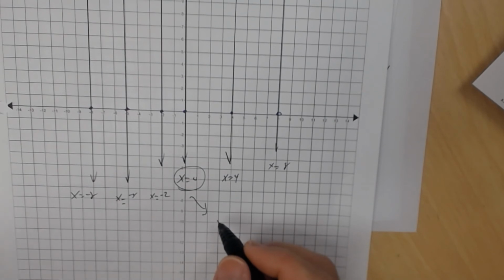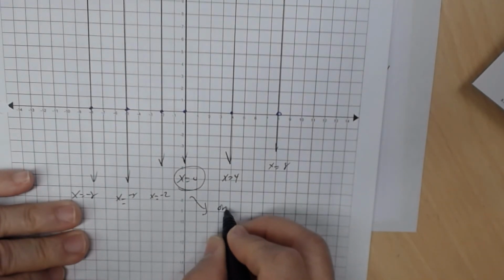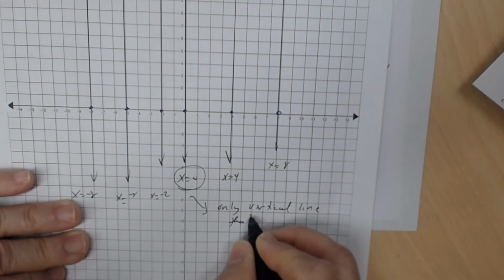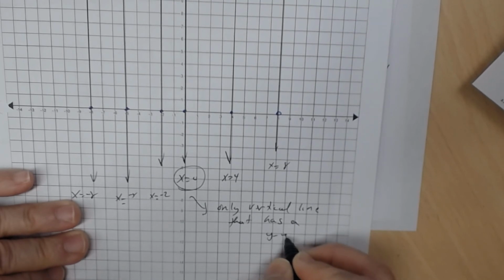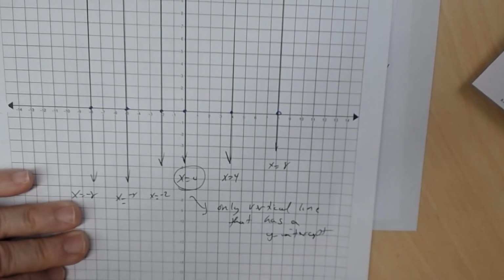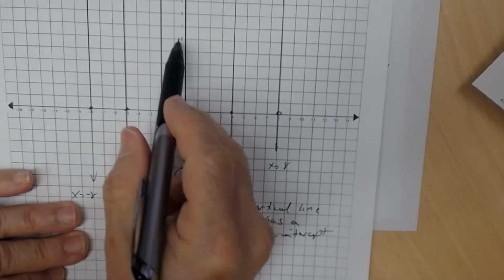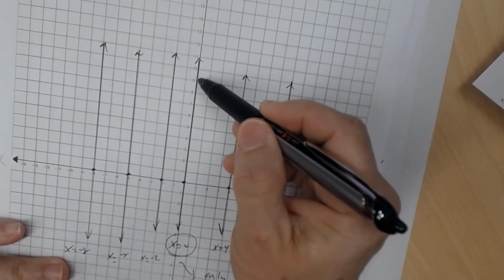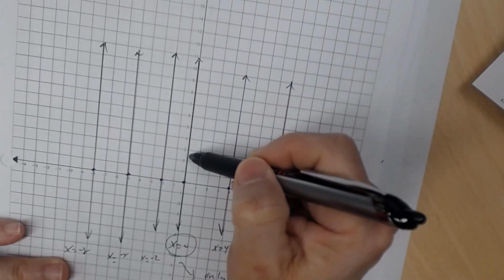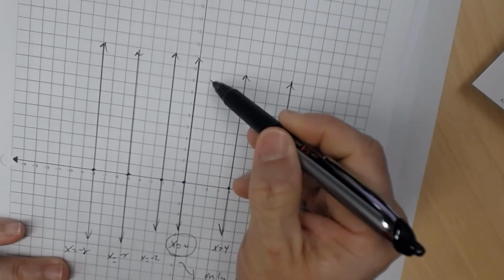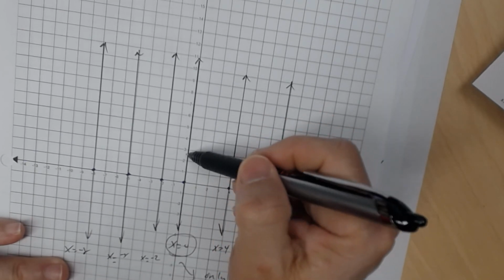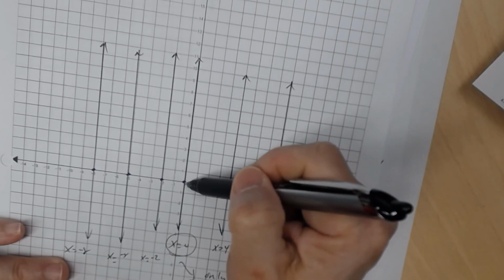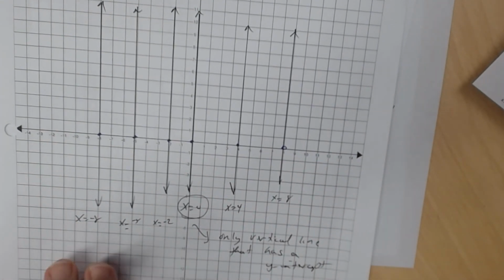So x equals 0 is the only vertical line that has a y-intercept, because that's the only vertical line that crosses the y-axis. In fact, if you look at it, it crosses the y-axis at an infinite number of points. No matter where you are on this line, it crosses the y-axis. So there's an infinite number of y-intercepts, but only one x-intercept. Now let's look at the horizontal lines.